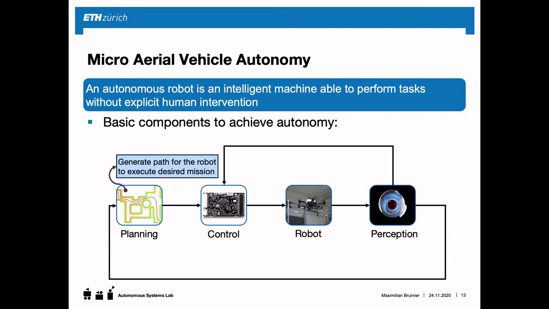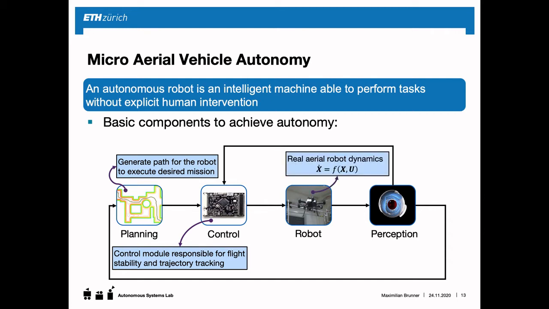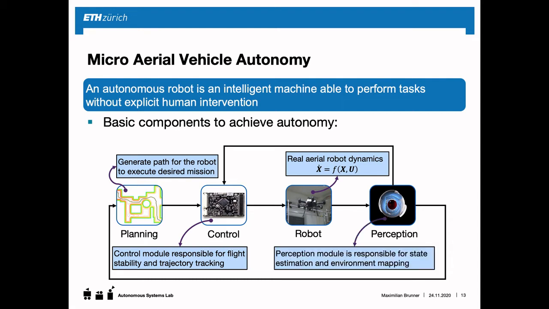So again, the planning generates a path for the robot to execute some mission that's defined by the user. The controller computes the controller commands to make the MAV follow the desired trajectory. The MAV executes this dynamics, and the perception is then estimating all the new states. And depending on what sensors we use, it uses the environment to estimate its current state.